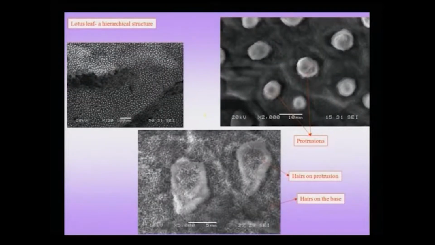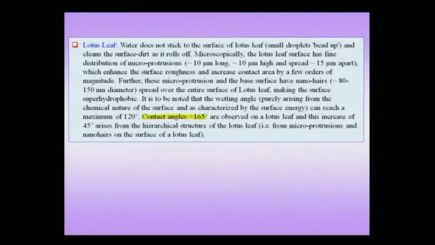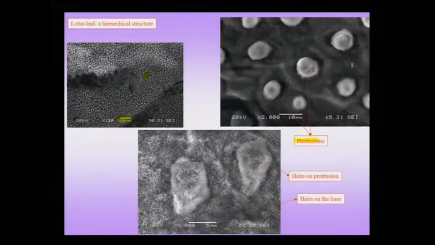So, if you look at the lotus leaf, now this is at a scale of about 100 microns in a scanning electron microscope, you can see that there are these protrusions, which are the white kind of structures here. Now, we would like to call them micro protrusions. They are about 10 micrometer long, about 10 micrometer high, and about 15 micrometer apart, as you can see in this kind of a picture. So, they are about 10 micrometer in dimension, and they are about 10 to 15 micrometer far away from each other. So, they have a very specific kind of geometry. They are these micro protrusions here.